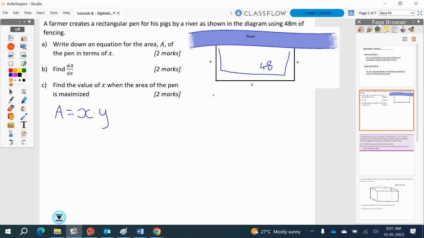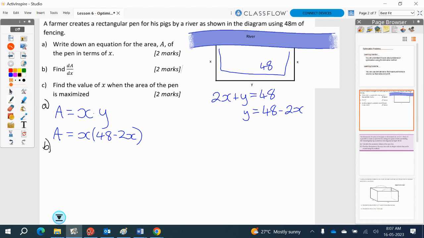That means that 2x plus y has to equal 48. And then we can rearrange this constraint formula to give us an expression for y in terms of x. So we can come back to the area now, take y and replace it with that expression. This would be enough to get you full points on part A. I would generally leave it like that in part A, so you get the full points there.